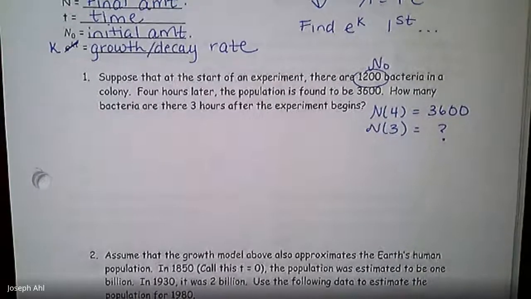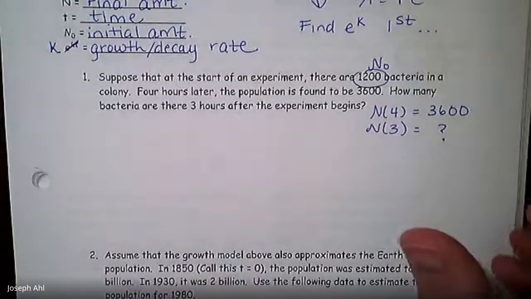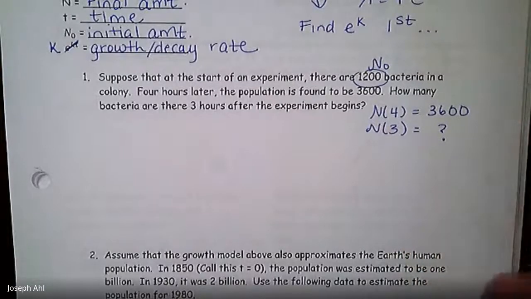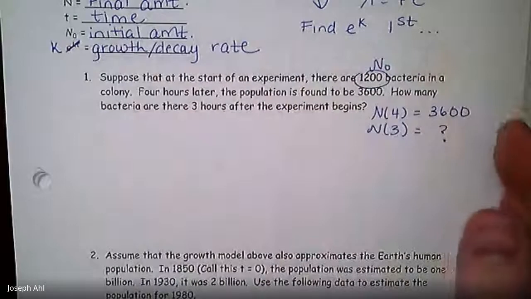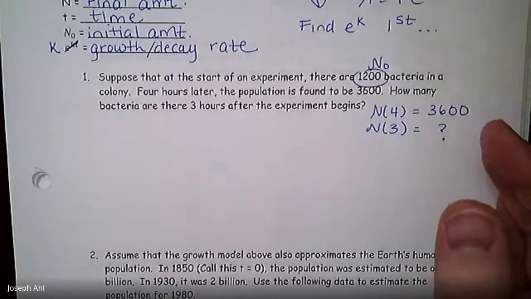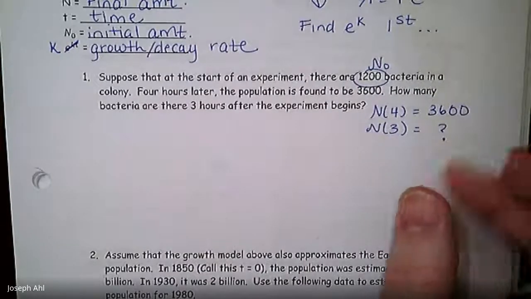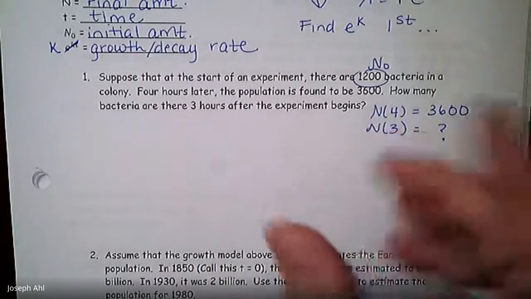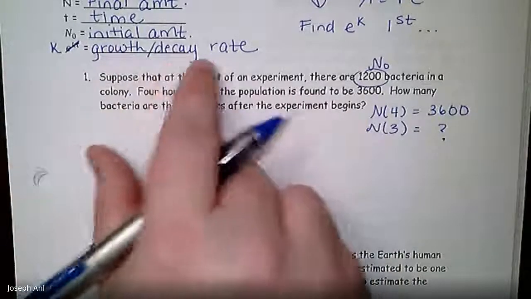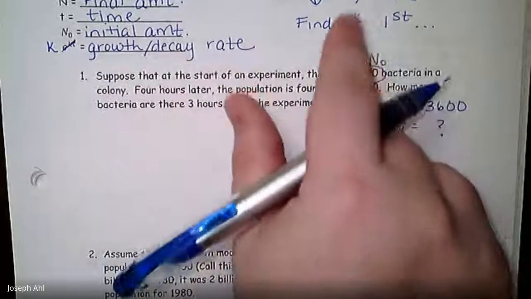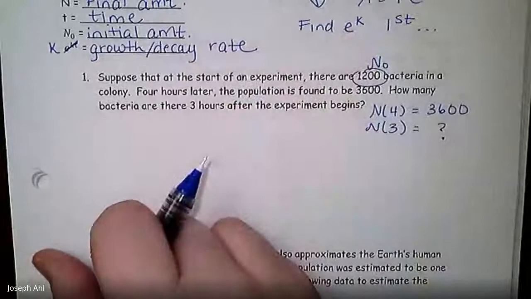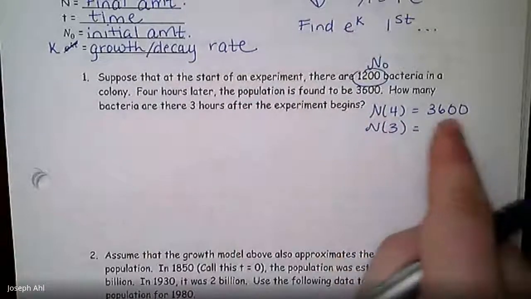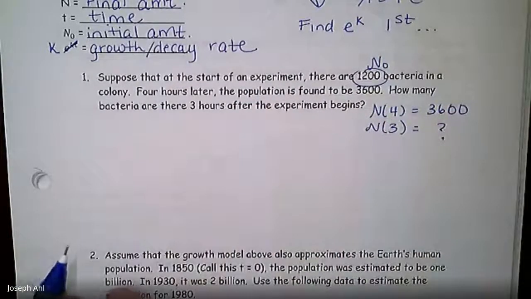Now, because bacteria grow exponentially, we can't just think of this as a linear model, like we're adding on the same number of bacteria every time. So in order to determine what the amount is after 3 hours, we have to figure out something about this growth and decay rate business going on over here. We're going to find that e to the k first, and we're going to find e to the k by using the information that we know about 4 hours later.